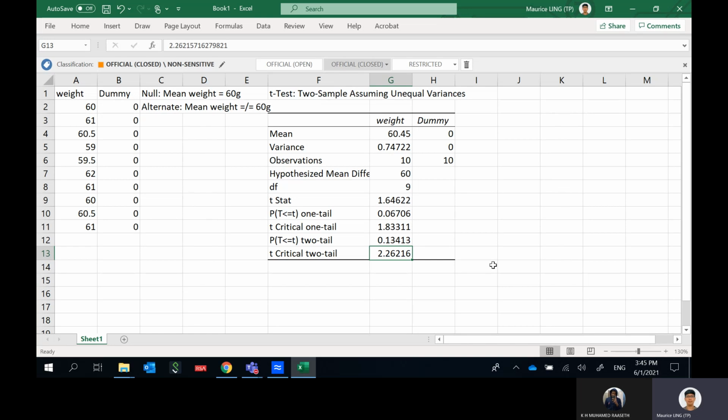Okay. So based on this result, do you accept or reject the null hypothesis? Look at the alternate hypothesis. Is it a one-tail test or a two-tail test? I already wrote it there. It's one tail. Two tail, sorry. Why? Because it's not equal to 60. It can be less than 60 or more than 60. I didn't know that.